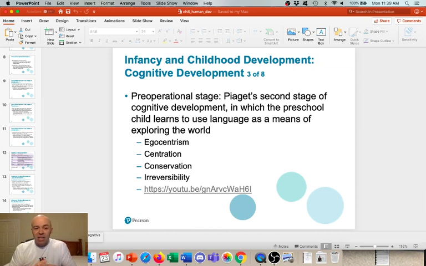So about 2 to 7 years of age, what's happening here is preschool children, their language is exploding, right? They're learning more and more and more language, but they still fail at some really basic tasks.